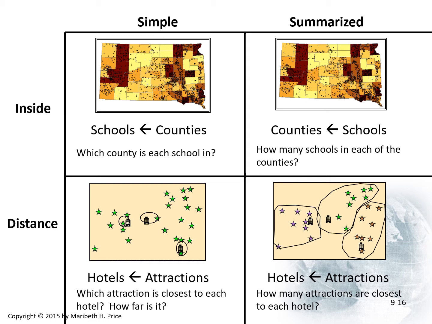If it's a distance join, it's all about how close or how far am I from something. If it's simple, it's from this one thing, what's the closest, nearest, or farthest other thing. But it's still one-to-one. If it's summarized, it's how many of these things are closest, farthest, whatever the distance measure is, to the other thing. And so it's multiple things, which means it has to be summarized.